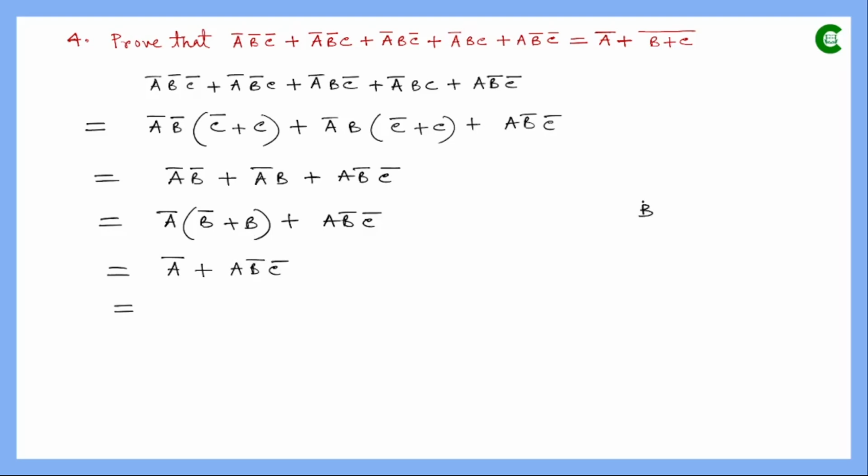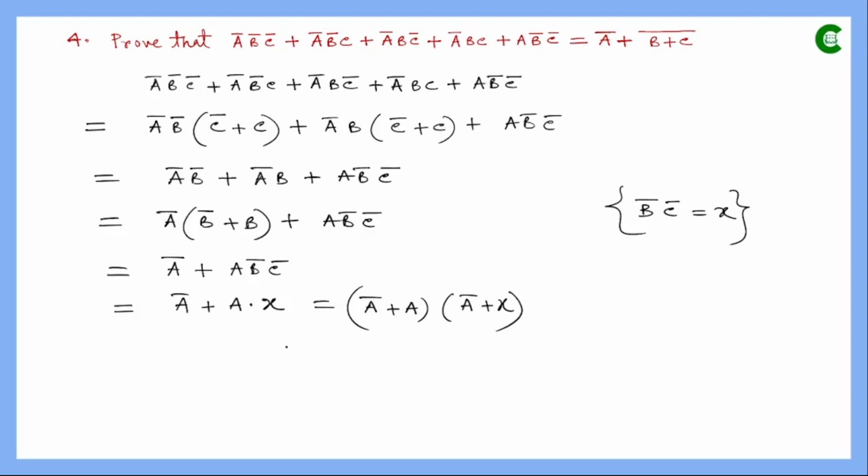Now if we apply the distributive law, and b bar c bar, if we take it as a single Boolean variable, say x, then it can be thought of as a bar plus a x. So it can be further written as a bar plus a, multiplied by a bar plus x. Now if we put the value of x, a bar plus a will give us 1. So it will be a bar and then x, and x is b bar c bar. So it can be further written as a bar, and then b bar multiplied by c bar, the AND operation between b bar and c bar, and again we will apply De Morgan's law. So it will be b plus c and then whole bar, and that's what we wanted to prove.